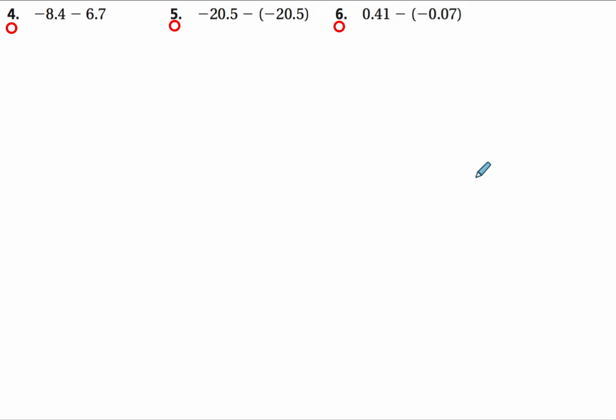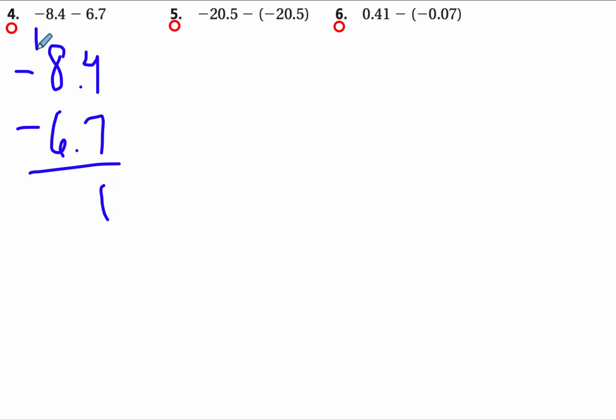Negative 8.4 minus 6.8, they are both negative, so we just need to stack them and add them. 4 plus 7 is 11, carry the 1. 1 and 8 make 9, and 6 makes 15. So we get negative 15.1 as our answer.